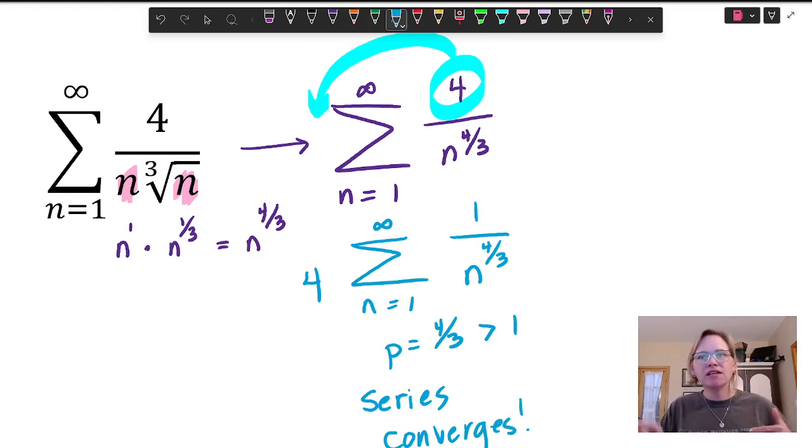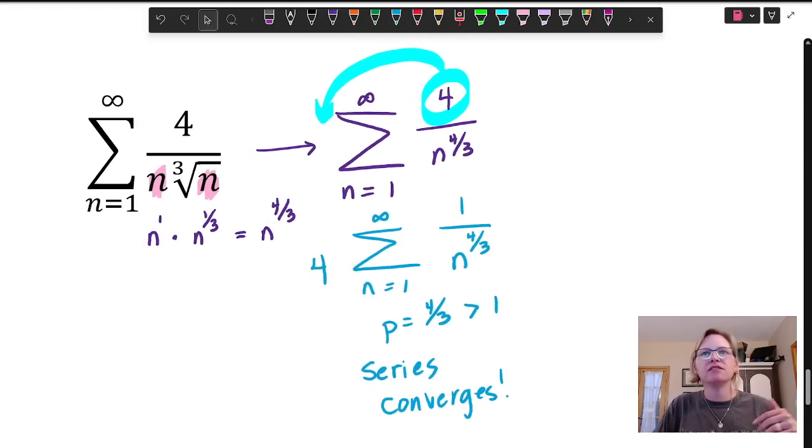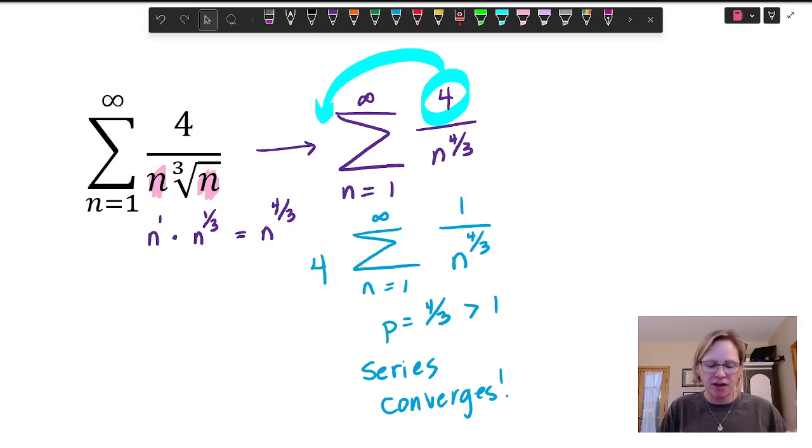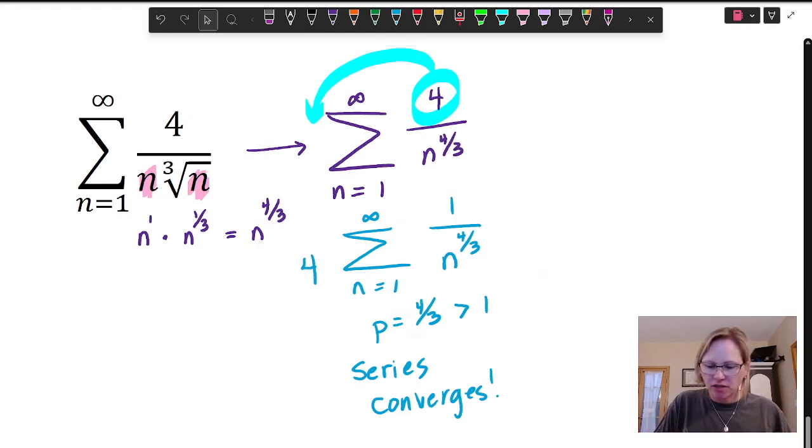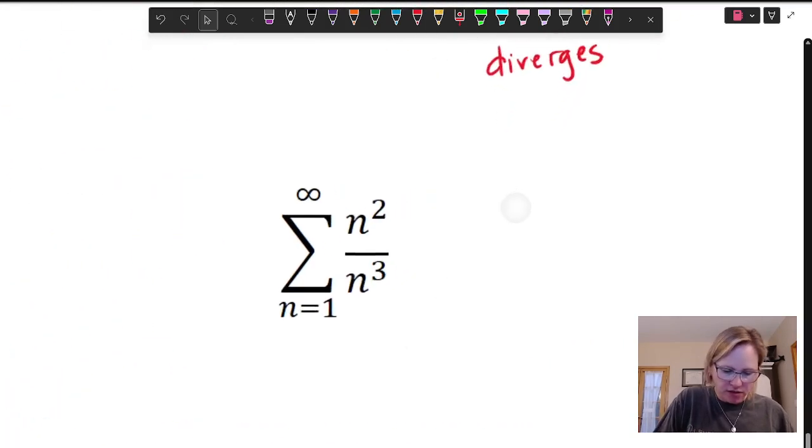So look for ways to combine your n's and make it a p-series. Doing the little algebraic maneuvering in the beginning is going to help you identify and justify whether a series converges or not. So let's take a look at one more here.